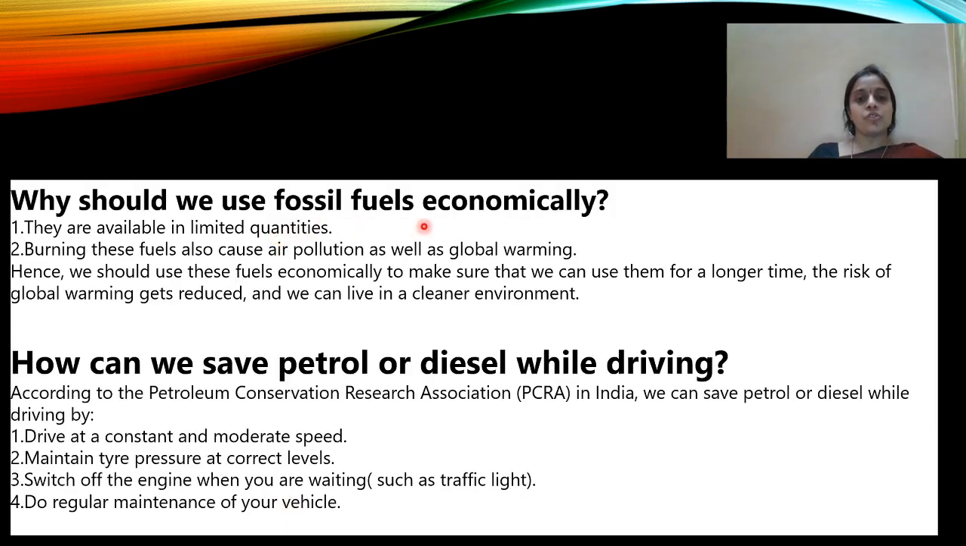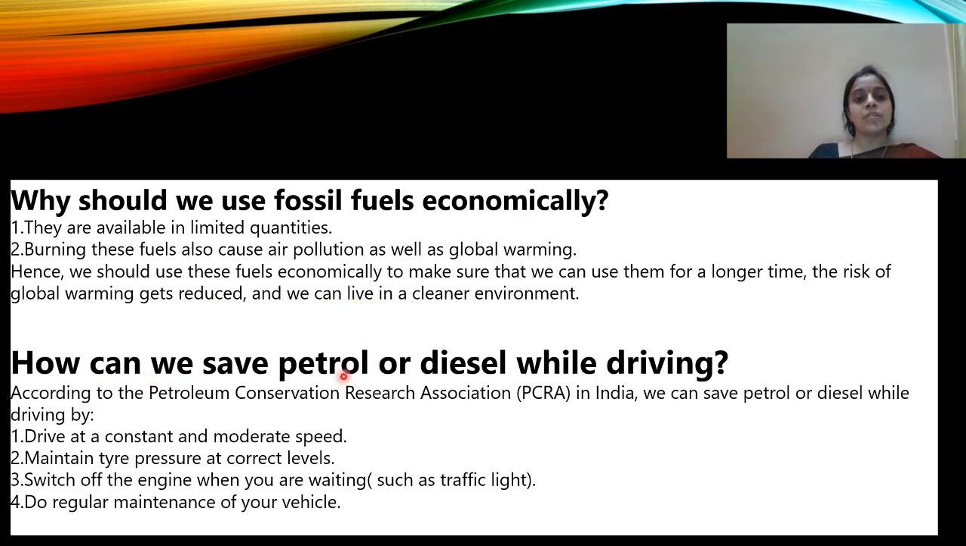Why should we use fossil fuels economically? Because they are available in limited quantities. Burning of these fuels will cause air pollution as well as global warming. So we should use these fuels economically to make sure we can use them for a longer time, meaning they should be available for the next generations. The risk of global warming can be reduced and we can live in a cleaner environment.